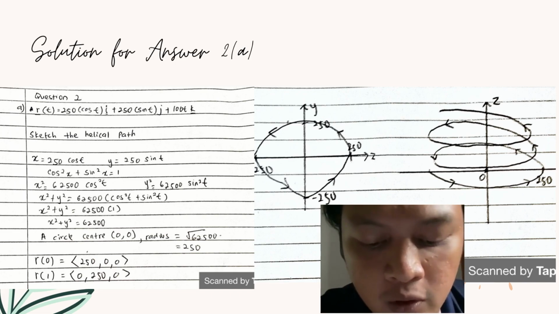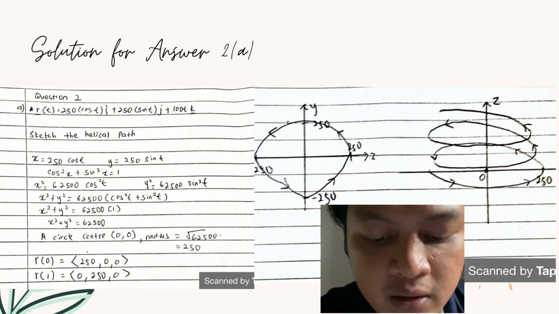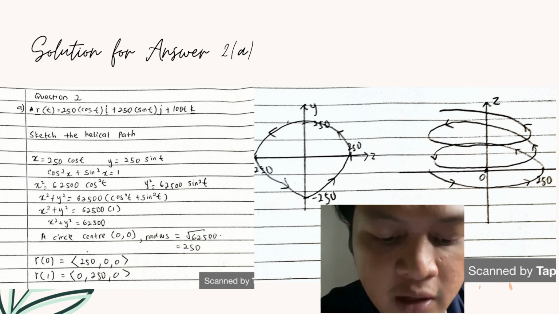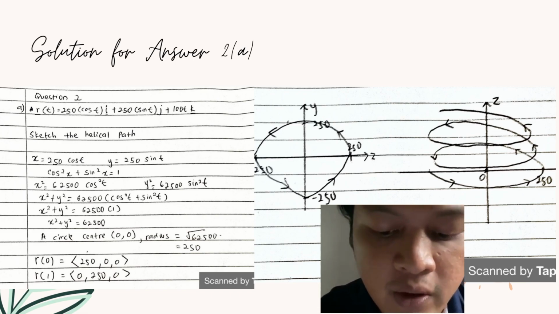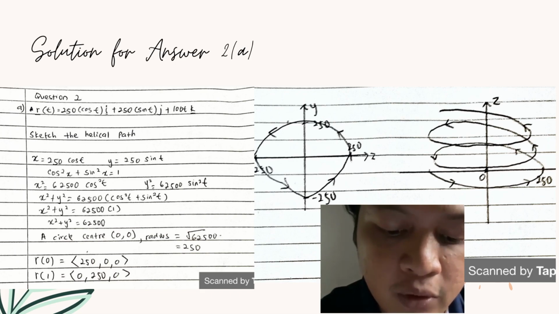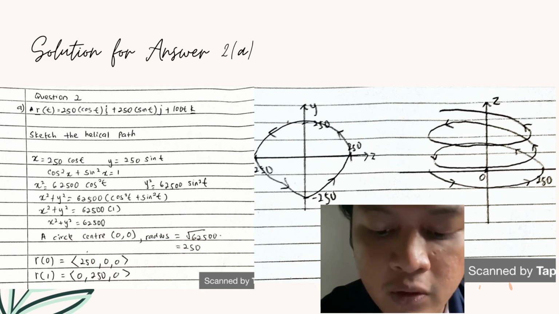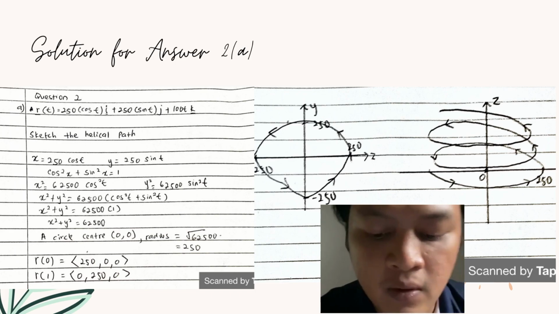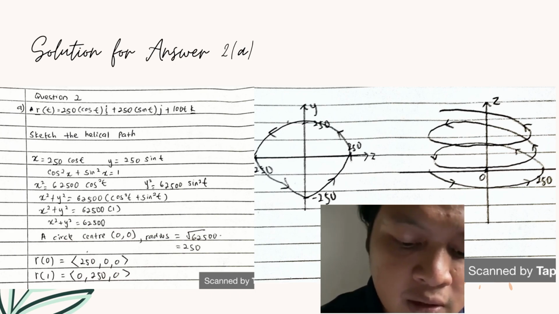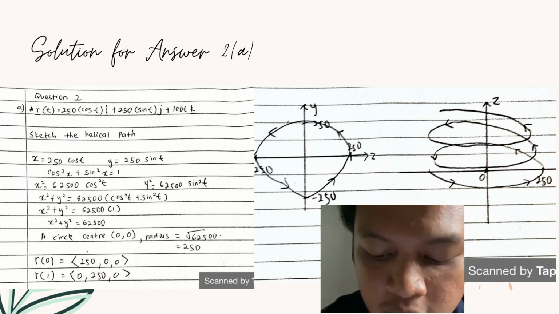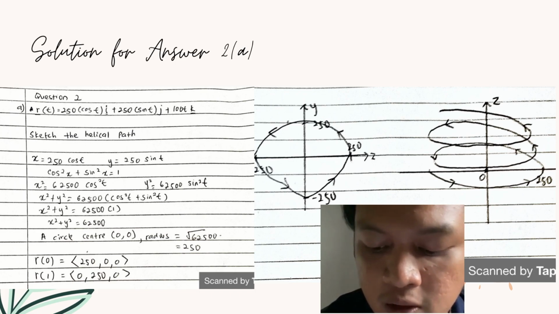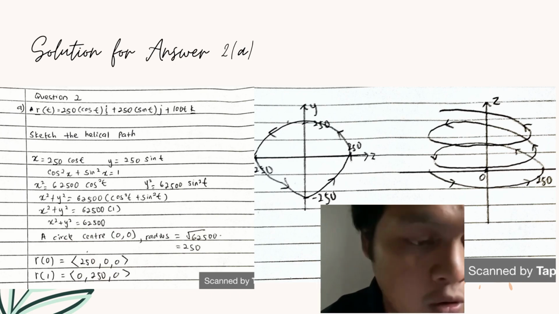Saya akan menggunakan formula circle, iaitu cos square t tambah sin square t sama dengan 1. Jadi seterusnya x square tambah y square adalah 62.500 dalam kurungan cos square t tambah sin square t. Jadi x square tambah y square ni tetap jawapan dia 62.500. Jadi kita akan menentukan center circle iaitu (0,0) dan radius pula adalah square root 62.500 bersamaan dengan 250.